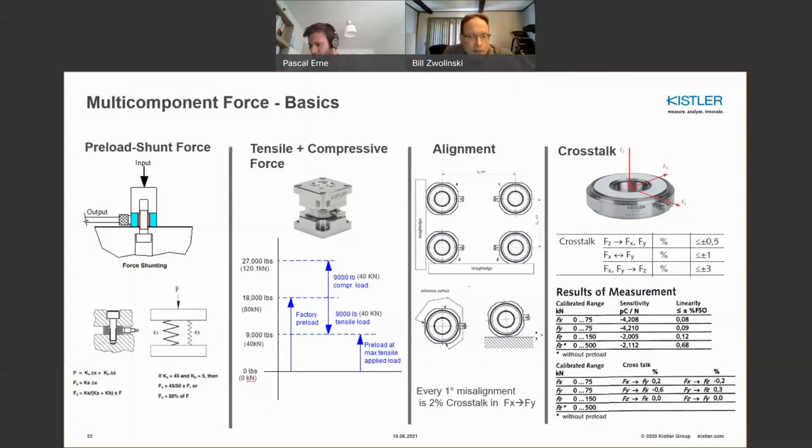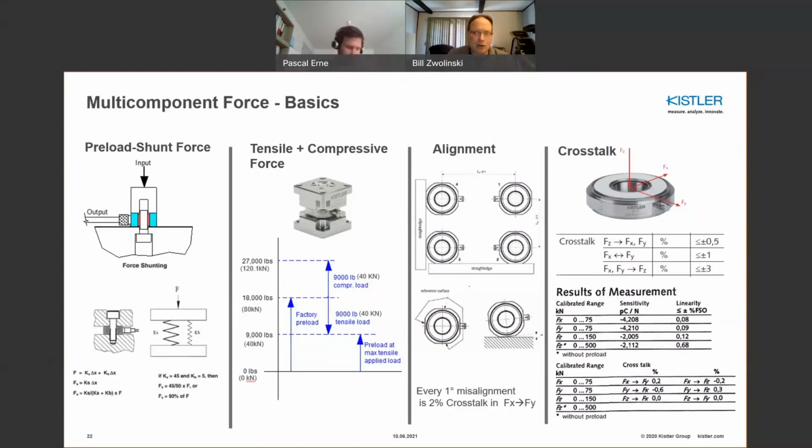Every 1 degree of misalignment in X and Y is basically a 2% crosstalk in X and Y. So it's very important to have sensors lined up. And the good news is that these sensors look round, but they actually have flats. And because they have flats, you can simply use a straight edge to align them, and it works quite well.